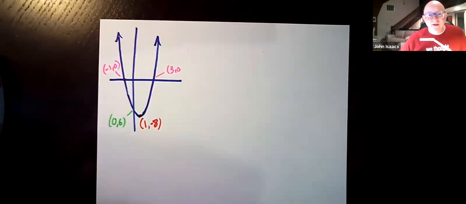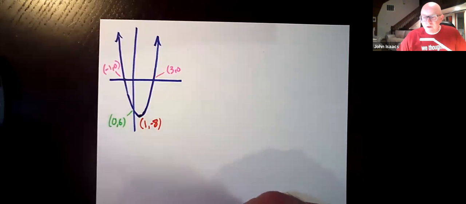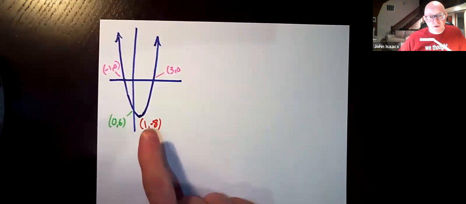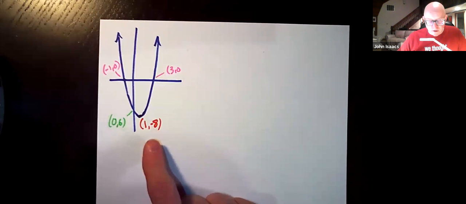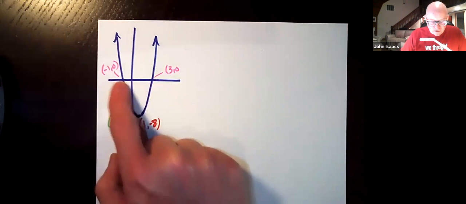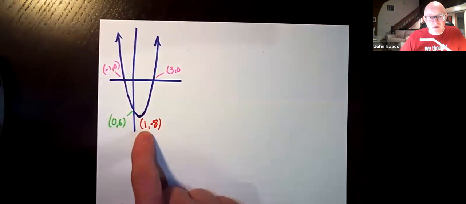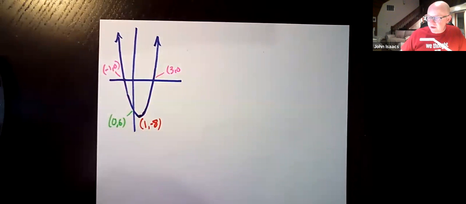Hi. So we're continuing the overview of chapter 9. This is kind of the big picture stuff. Here's the graph that we just looked at on Desmos that you should have written down in your paper. It has these two x-intercepts of -1 and 3, a y-intercept of 6, and a vertex at (1, -8).